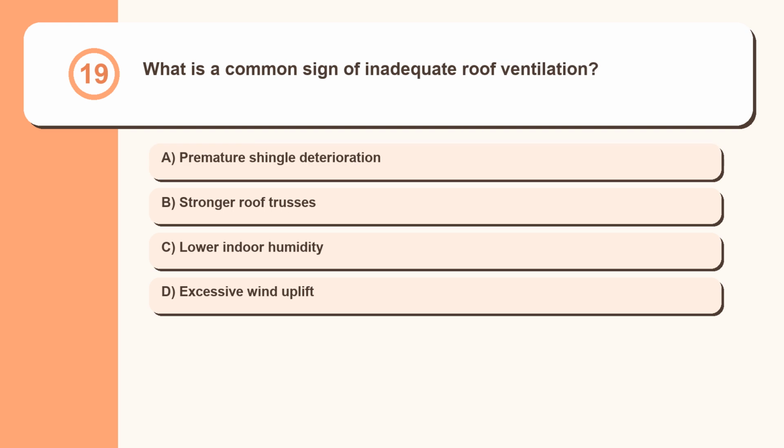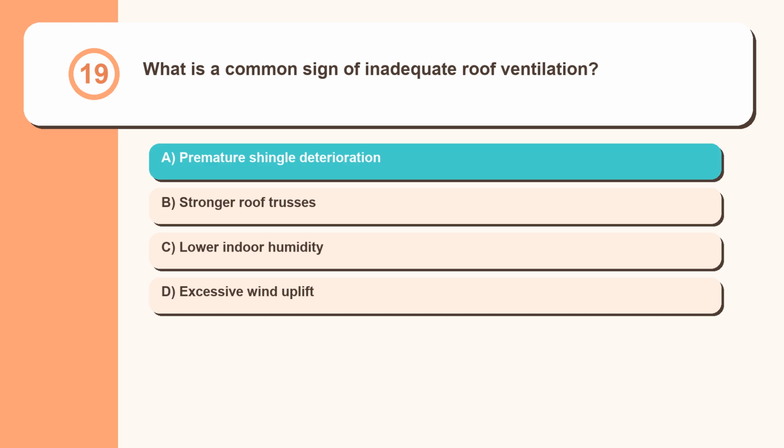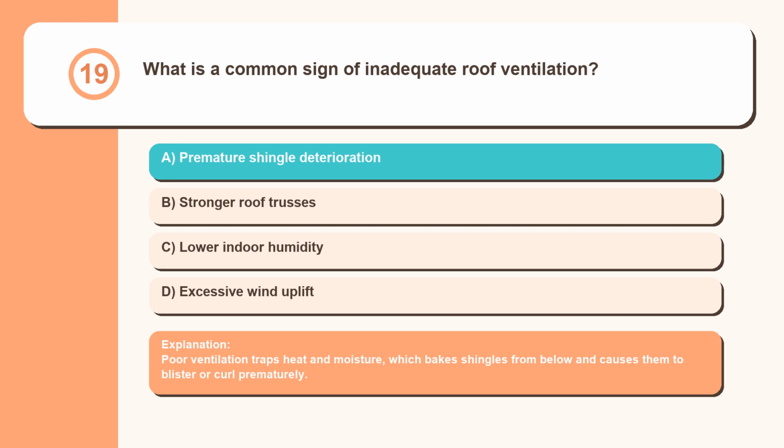Question 19. What is a common sign of inadequate roof ventilation? Premature shingle deterioration, stronger roof trusses, lower indoor humidity, excessive wind uplift. Poor ventilation traps heat and moisture, which bakes shingles from below and causes them to blister or curl prematurely.